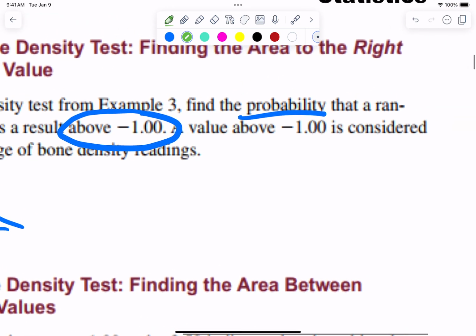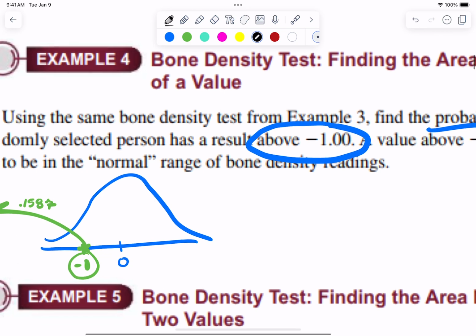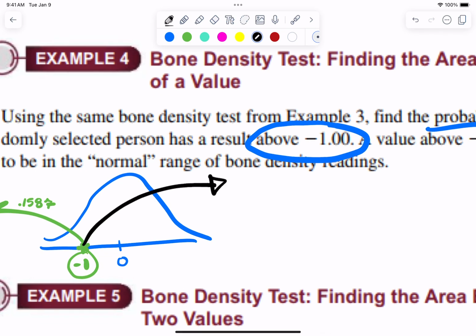I want to know if they deem -1 to be considered a normal reading, how many people are getting a normal reading. They want to know how many people are above a -1, which is considered normal.